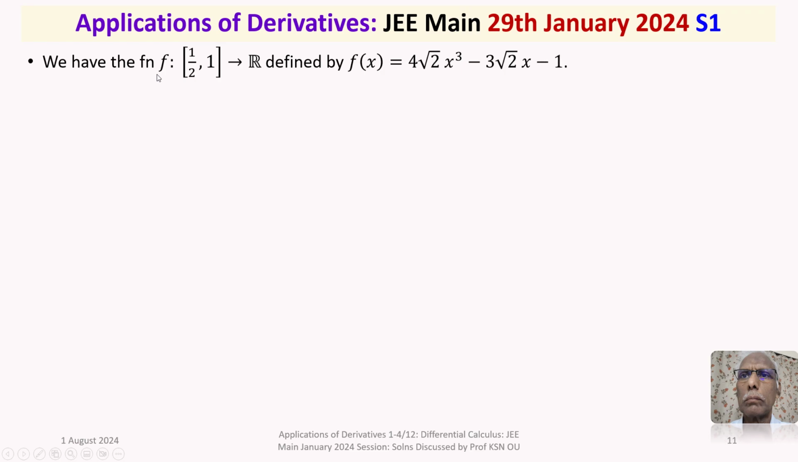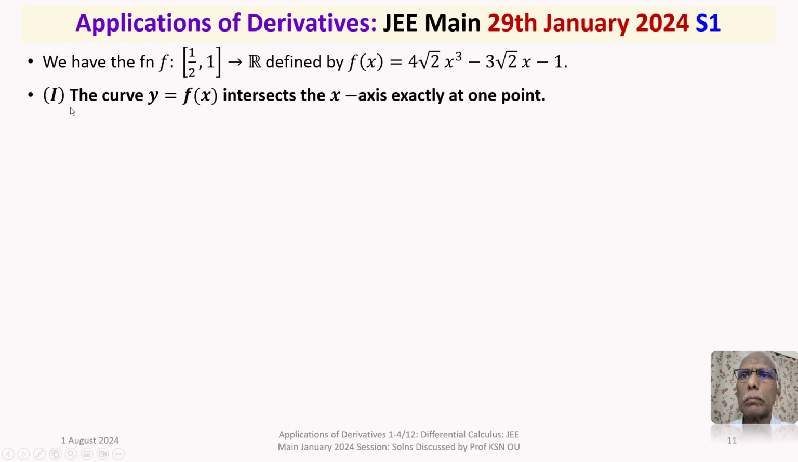We have the function f from the closed interval 1 by 2 to 1 into R defined by f of x is equal to 4 root 2 x cube minus 3 root 2 x minus 1. Observe that f of x is a polynomial, a cubic polynomial. Right. Now, let us check the truth of statement 1. Let's write down statement 1. That is, the curve y is equal to f of x intersects the x-axis exactly at one point.